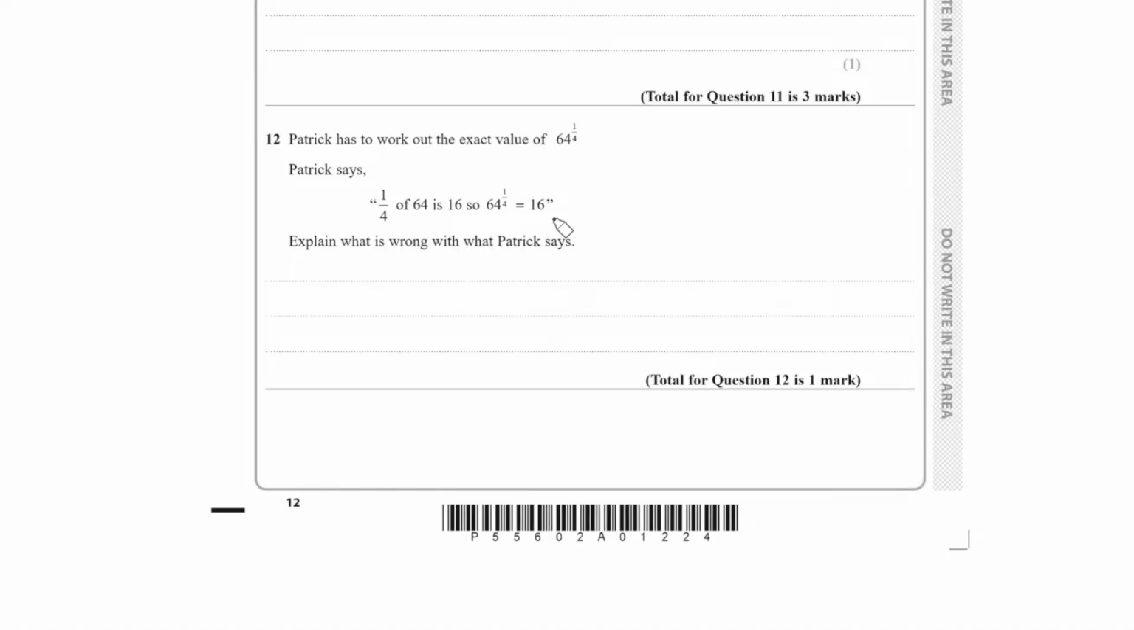So hopefully this is mostly a non-calculator question normally, but fractional powers are actually roots. When it says what's wrong, you can always correct them. You can say he should have worked out the 4th root of 64, which is 2. It's not a quarter, it's literally just rooting it in terms of the power of 4.